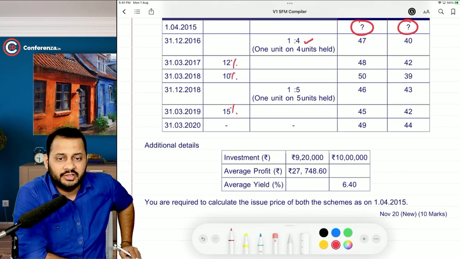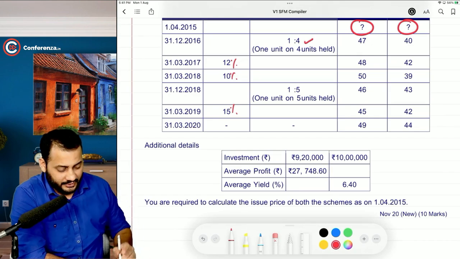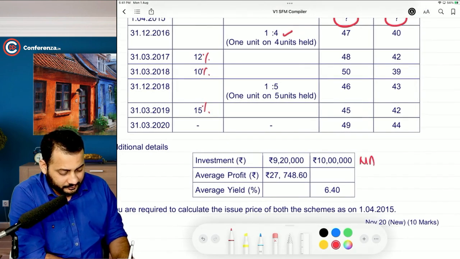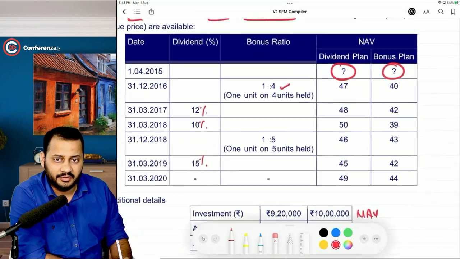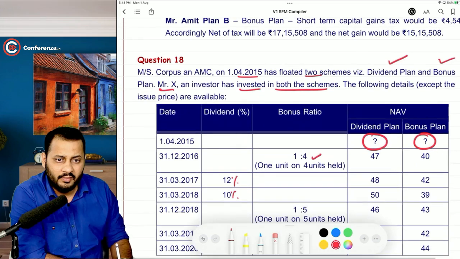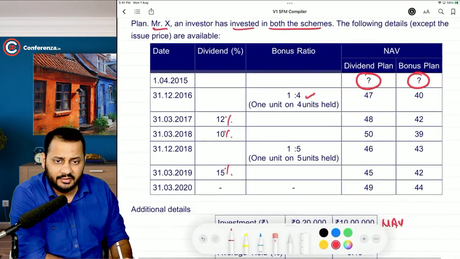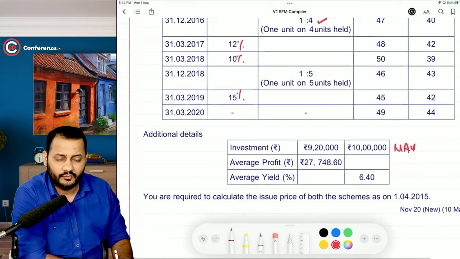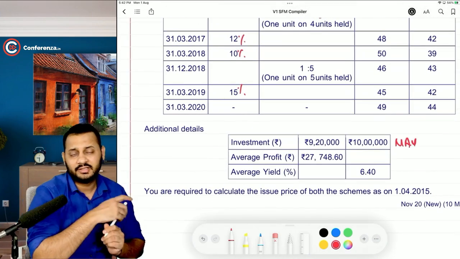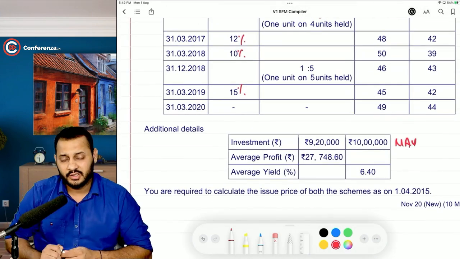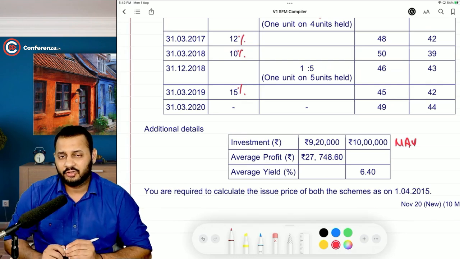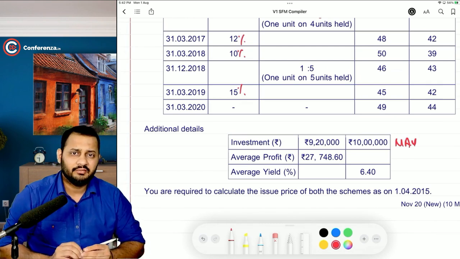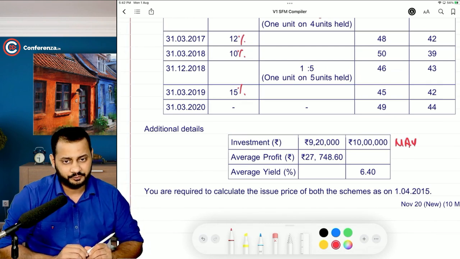You are required to calculate the issue price of both the schemes as on 1/4/2015. See, investment is made at NAV. It's not necessary that the NAV and the face values are the same. But if you are making the investment on the very first day or the IPO, then at that time the NAV and face value mostly remain the same.